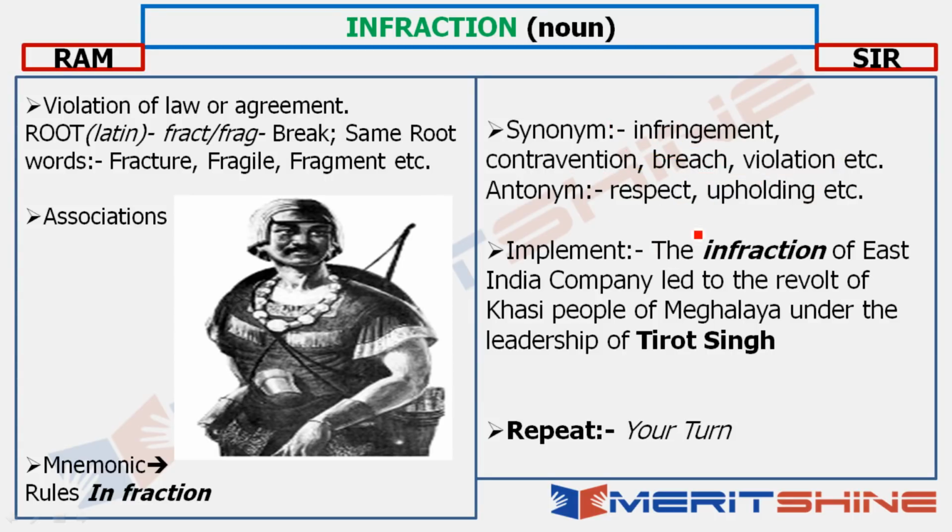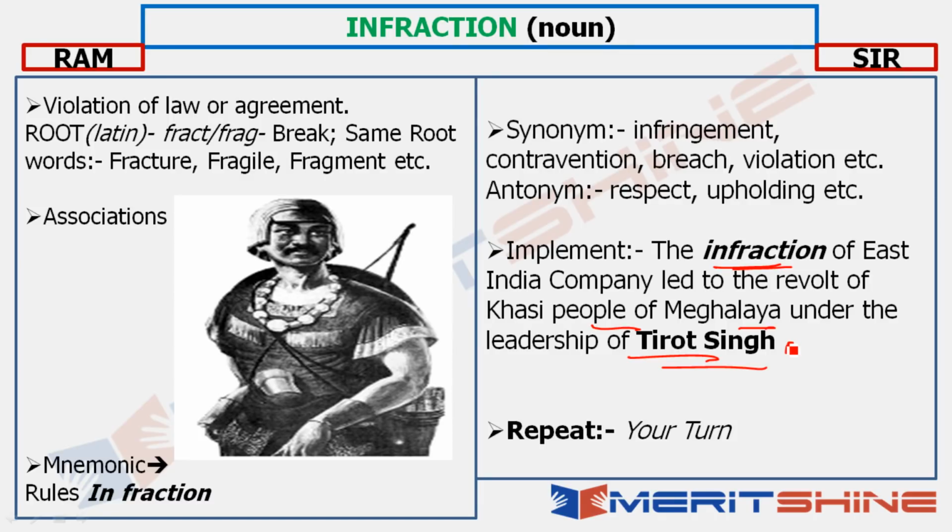Now let's see the implementation. The infraction of the East India Company, so the violation of the East India Company, led to the revolt of the Khasi people of Meghalaya under the leadership of Tirot Singh, right? So that was the implementation. Now for repetition, your turn. As I always tell you, try to make a good sentence, and for today, try it to be on some freedom fighter that you know.